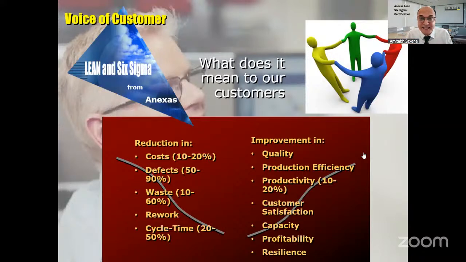So what Lean and Six Sigma is, it is a project methodology applied to improve your processes. Whatever you want to improve in your organizations, you can improve using projects. So tell me what you want to improve, and we will convert it into a project, and it will lead to all these benefits. Yeah.